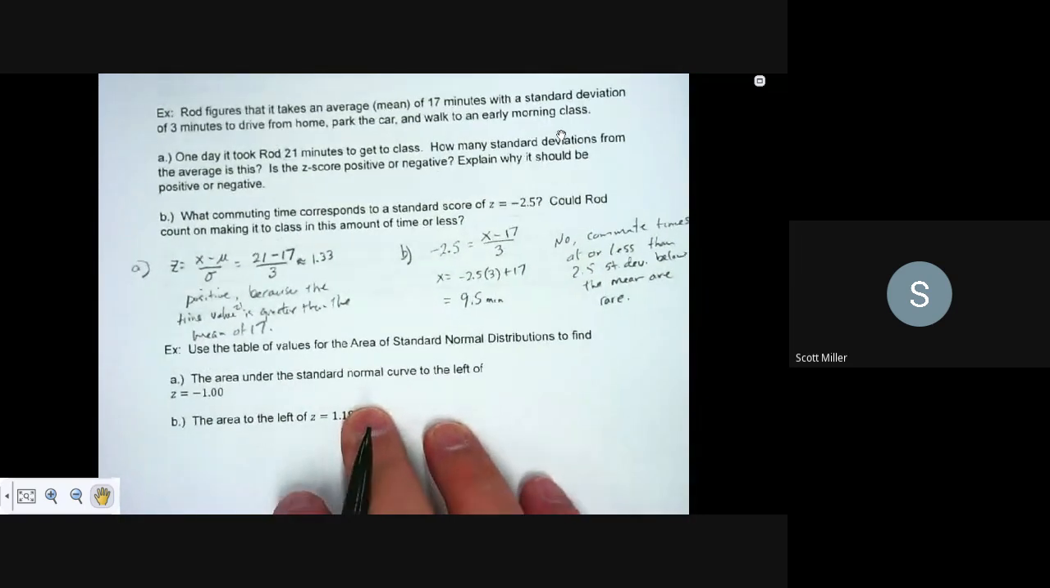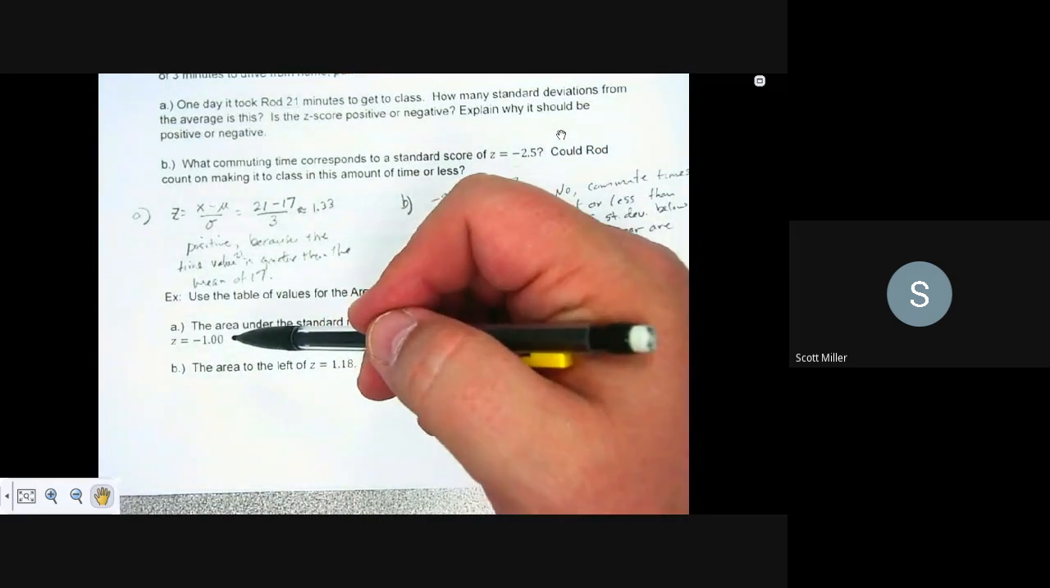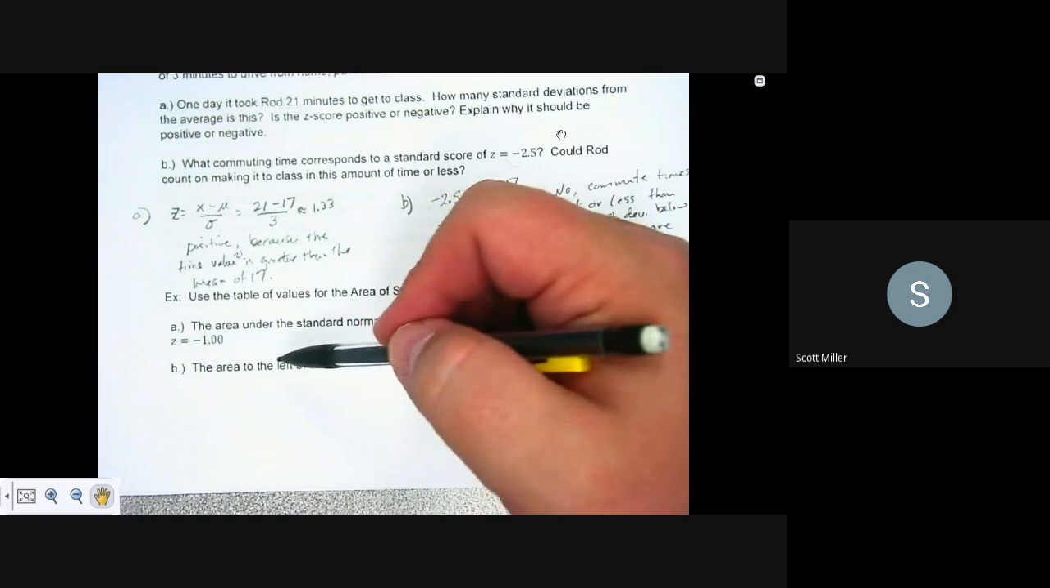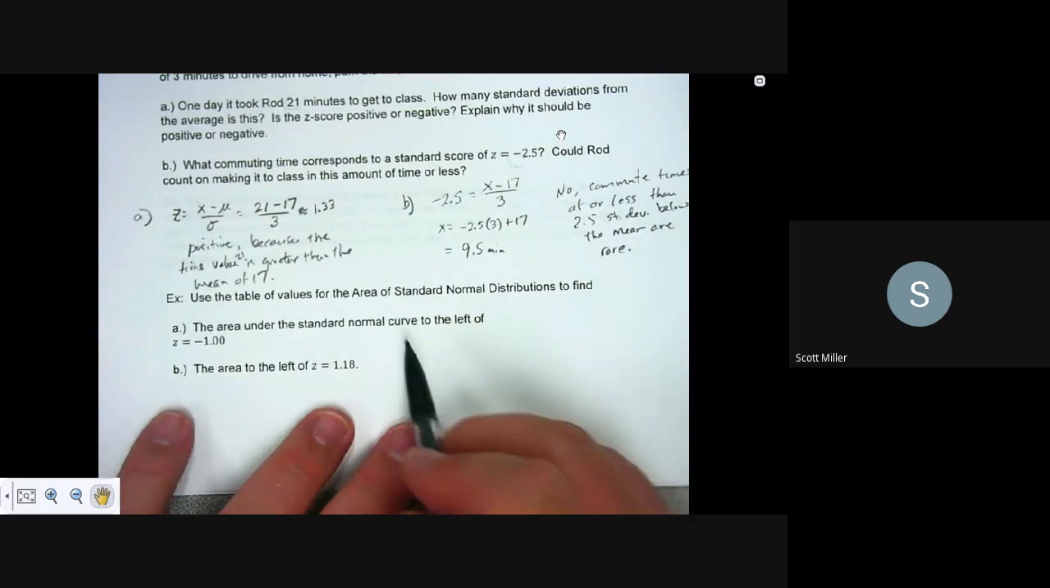All right, so the next question is this one right here. We're going to use a table of values for the area of standard normal distributions to find the area under the curve when z is negative 1 and when z is 1.18. So how does this work? Well, let's start off by drawing a little picture of what this means.